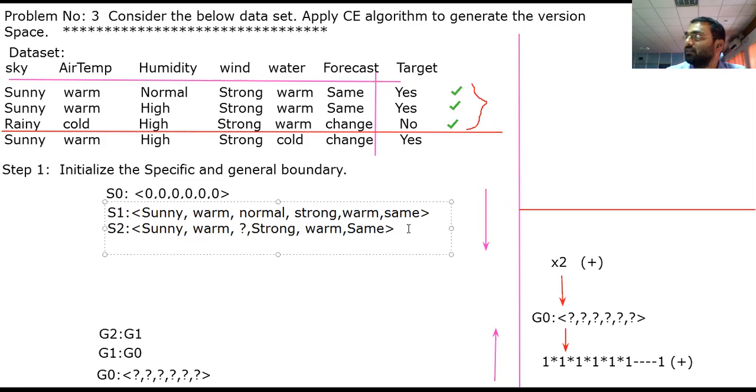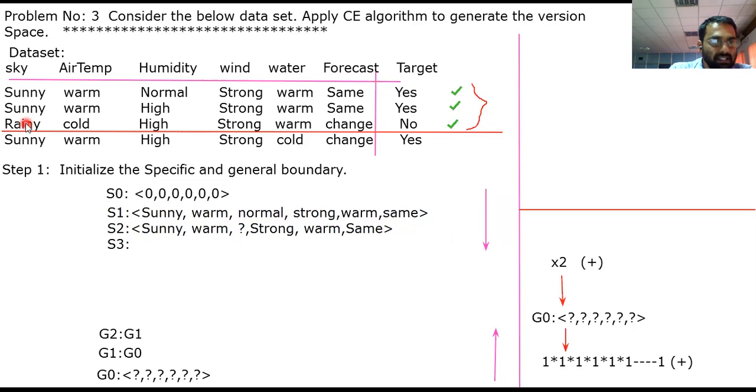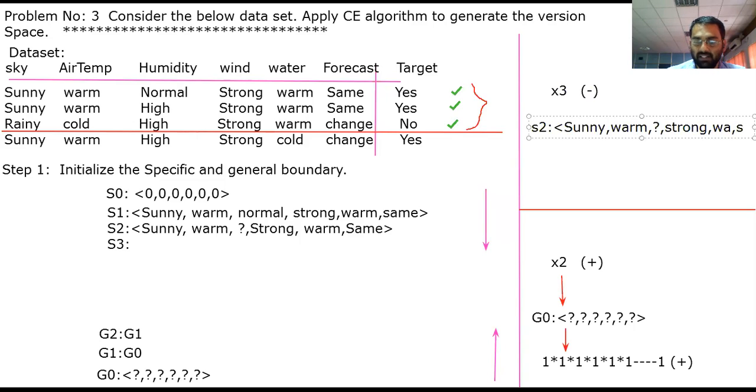So now I will give that x3 to the specific boundary, then it is updated to S3. You can see here in the specific boundary, we have this hypothesis. Rainy is there, here Sunny is there. Because of the mismatch, you will get 0. Here x3 is a negative instance. So now I'm giving this x3 to the hypothesis S2. S2 contains Sunny, Warm, question mark, Strong, and Warm and Same. I don't have space here, so please try to understand.